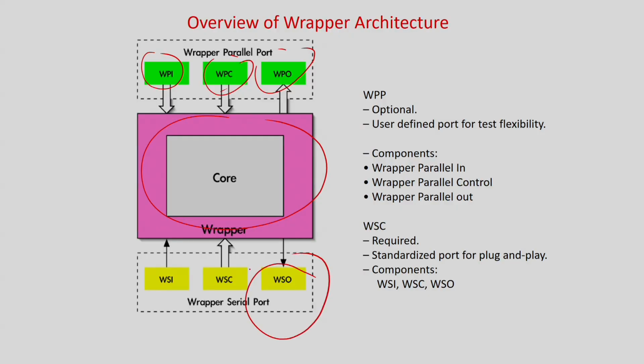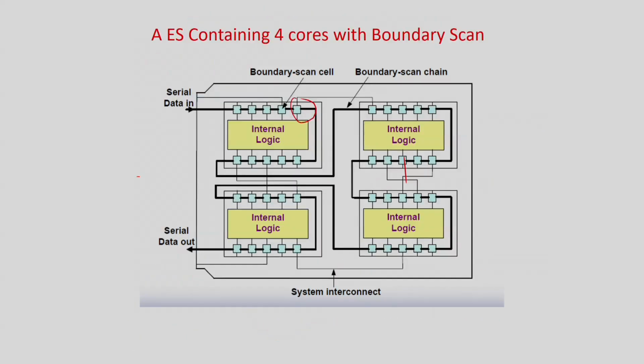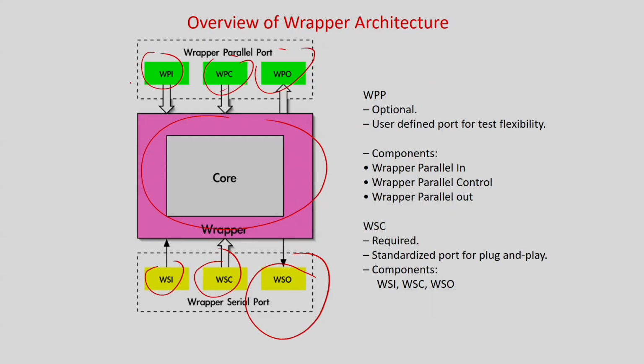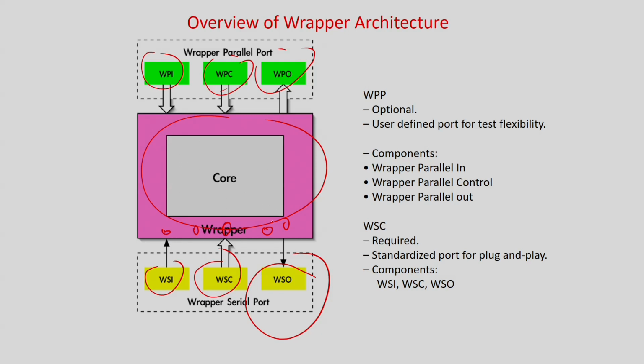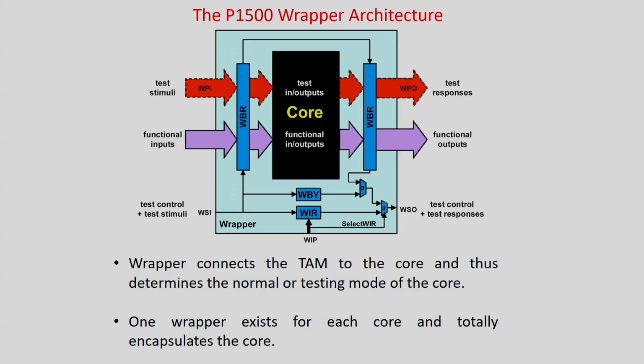The wrapper serial port is a must. That is wrapper serial input, wrapper serial output, and wrapper serial control. This is a single line, so at least the TAM should be of 1 bit. Otherwise you cannot do anything. Therefore this serial port is mandatory: each of the pins in this core has to be accessed at least serially, otherwise testing cannot be done. Each point will be accessed serially, and there should be a control. But if you want to speed up, you can also give parallel access. We will take more elaborate explanations which will make it clear.